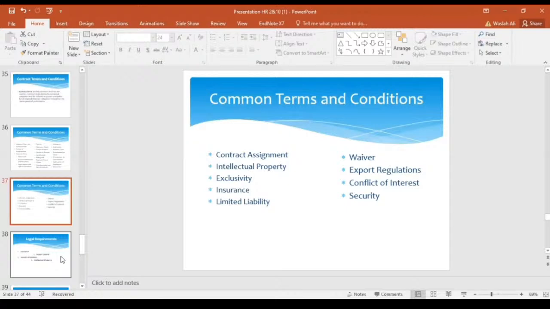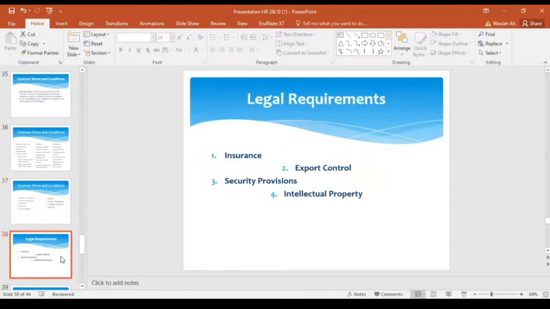Now moving toward our next topic, that is the legal requirements which are required for any contract. First, we have insurance, and then we have export control, security provisions, and intellectual property. What is export control? Export control is an area of legislation that regulates the export of goods, software, and technology. That is how we regulate or transfer our goods, software, and technologies within firms or contracts.